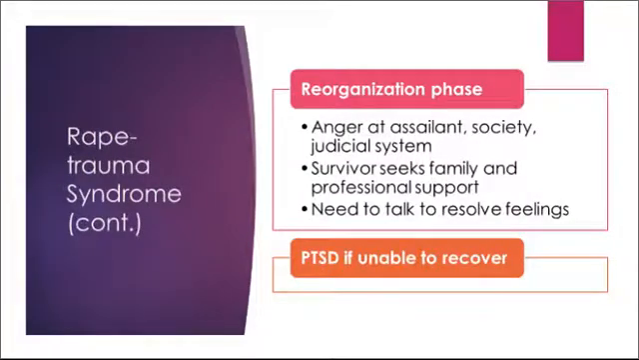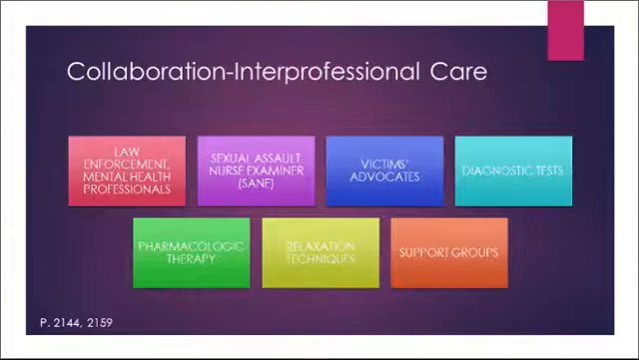The reorganization phase: anger at the assailant, society, the judicial system. The survivor seeks family and professional support, and needs to talk to resolve the feelings. PTSD if they're unable to recover. Collaboration with interprofessional care: law enforcement, mental health professionals, sexual assault nurse examiner, SANE nurse, victim advocate. It's important for a nurse to ensure that all policies and procedures are followed precisely, with meticulous documentation.